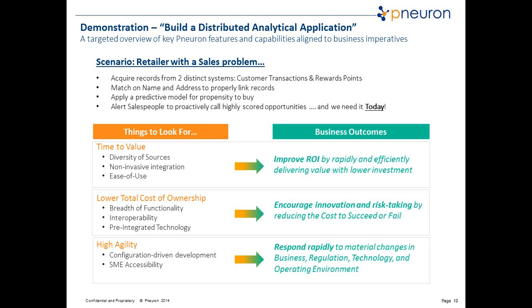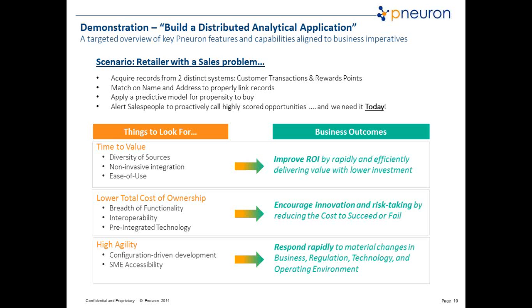with two distinct sources. Given that those two sources in this case don't have a direct linkage, we need to do some matching to ensure that the records in each of the two systems are properly brought together. We'll then apply a model to help us understand the propensity of the individual customer to potentially want to buy something, and then we'll alert the salespeople to proactively call that highly scored opportunity. The sales manager, you can imagine, is very urgent about this, so it needs to be built and delivered in a very rapid fashion.